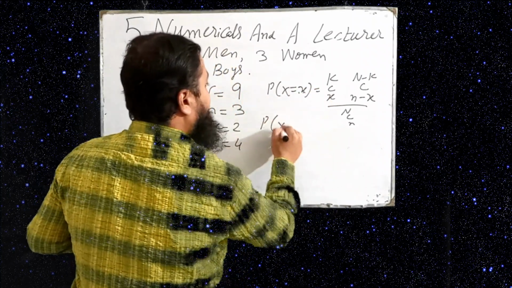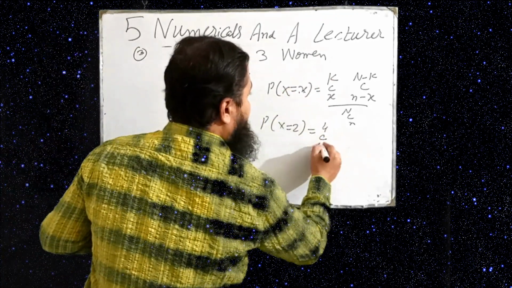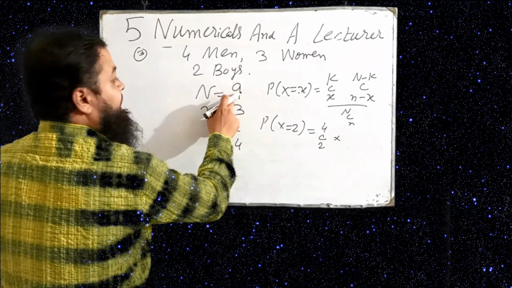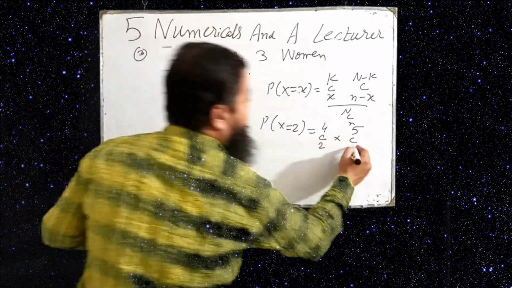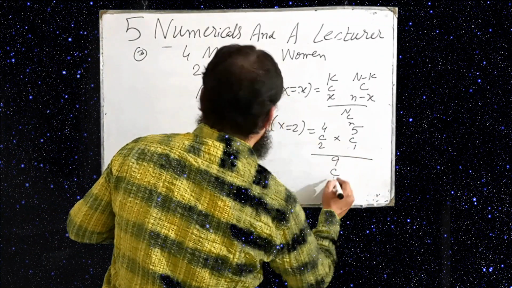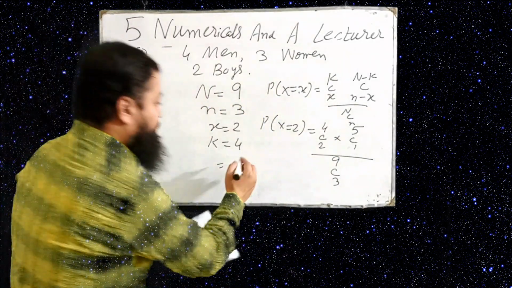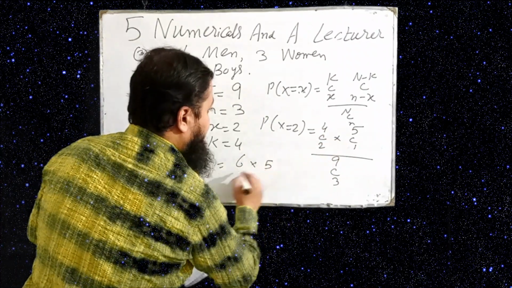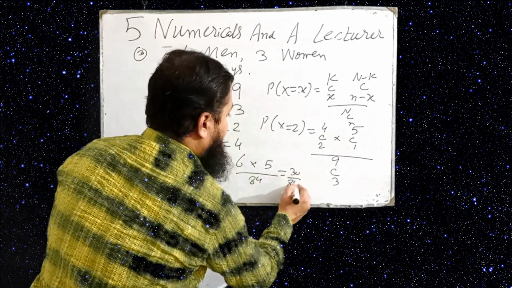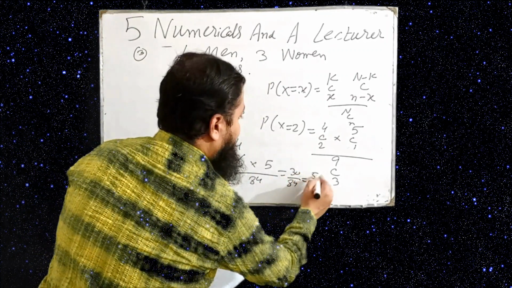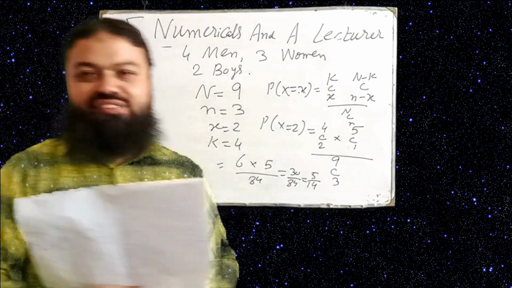Just put x is equal to 2. Just substitute all the values. k is 4, 4c2 multiply n minus k, 9 minus 4 is 5, 5c, small n, 3 minus 2 is 1, divided by 9c3. 4c2 is 6, multiply 5c1 is 5, over 9c3 is 84, and that is 30 by 84. The last answer is 5 by 14. A very important question.